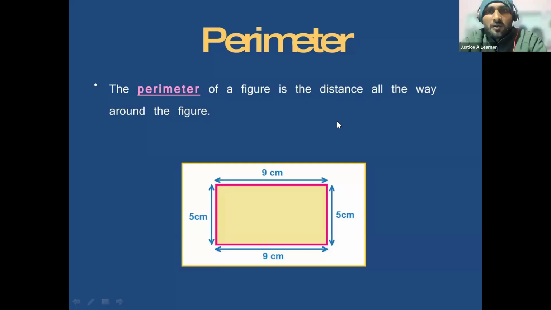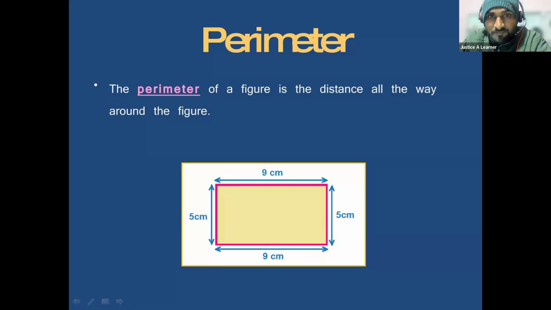The perimeter of a figure is the distance all the way around the figure. Or in our own words, we can say the perimeter is the total length of the boundary of any shape, let it be a rectangle or a square or a triangle, or any kind of shape having any number of sides.